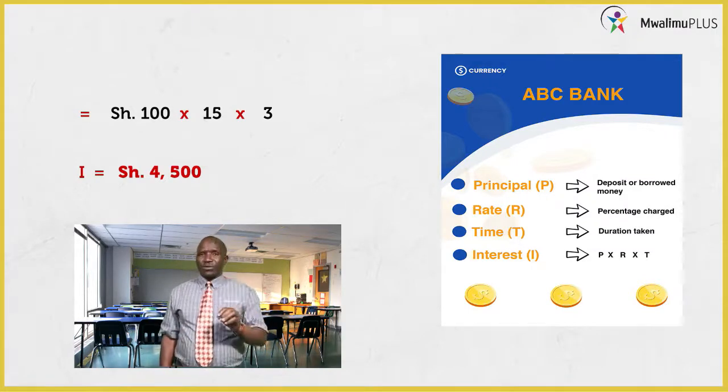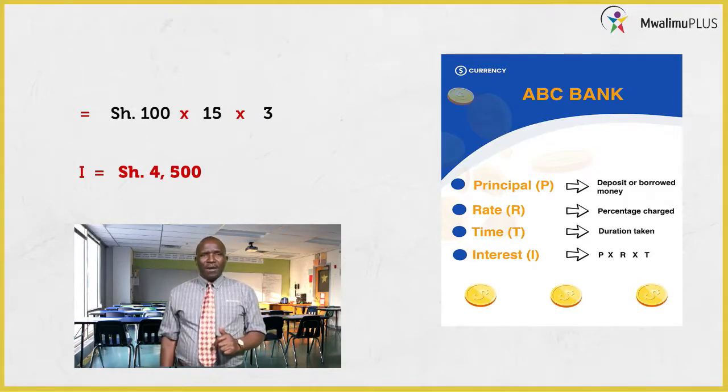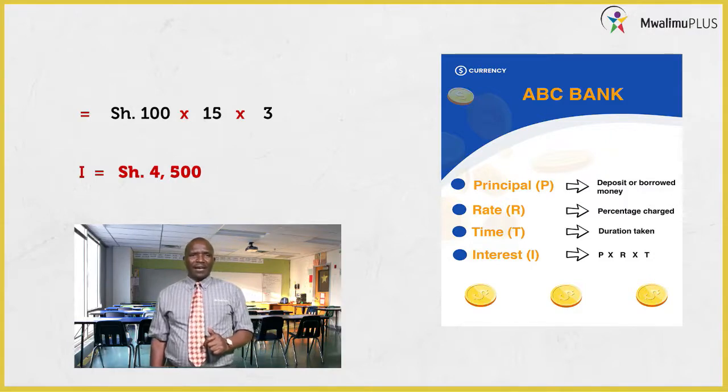And I just want to encourage you so that when you have the formula with you, you work it out. On our board here, where it is written ABC Bank, you can see the last part there, interest. I've given you the formula. Principal times rate times time. Then you get the interest. All right? I hope you are not going to get lost here.